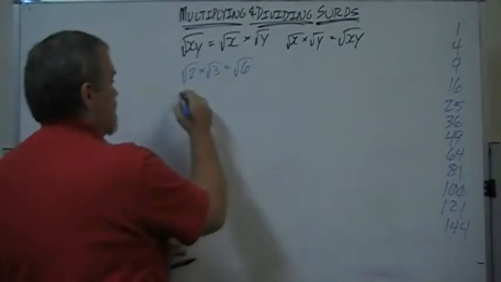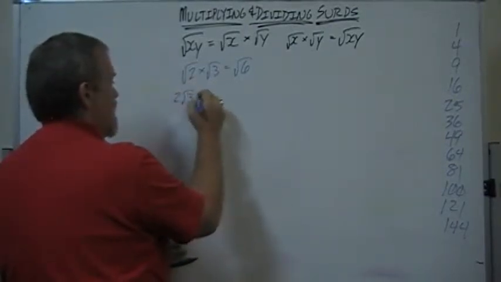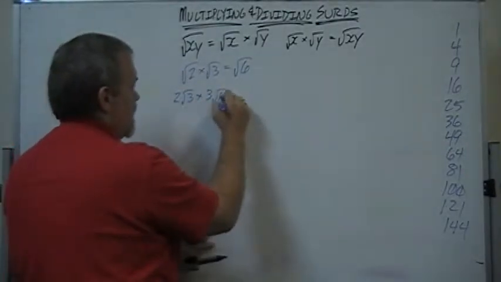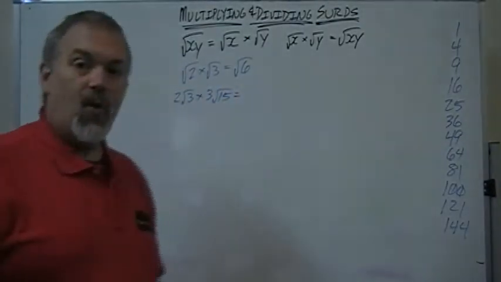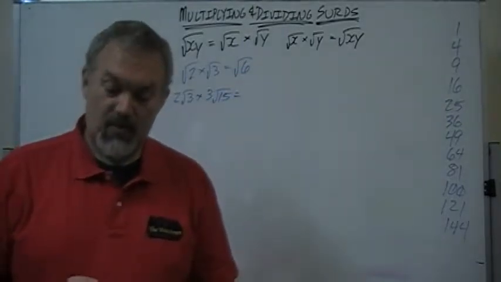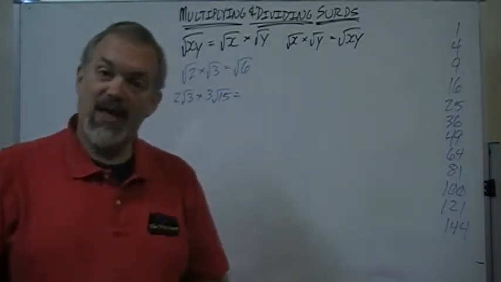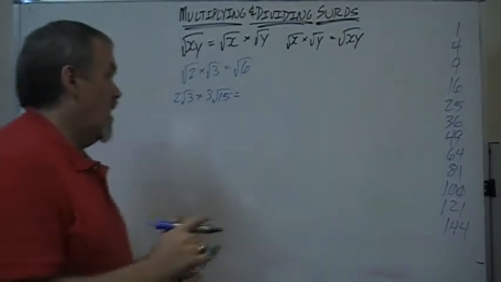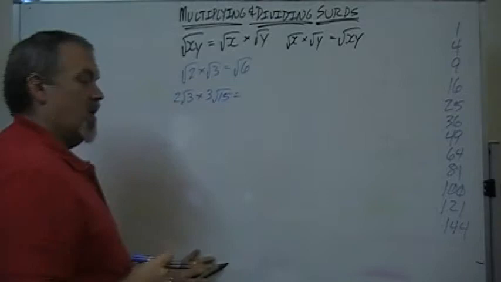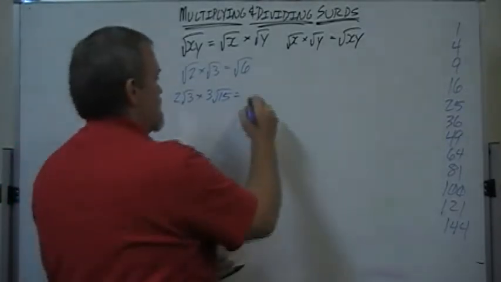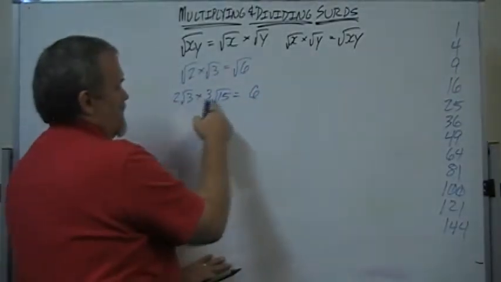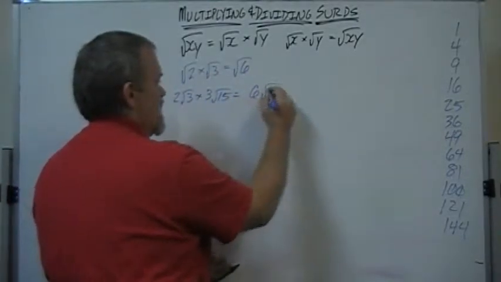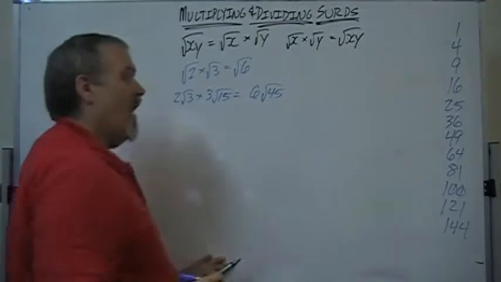This can be done also with slightly more complex ones. Say for example 2 square roots of 3 times 3 square roots of 15. Now while that looks like a more difficult problem, it's actually not. It's just like multiplying together terms when you do algebra. We multiply the two numbers together first. 2 times 3 is 6. And we multiply the numbers under the surd together, 3 times 15 is the square root of 45.